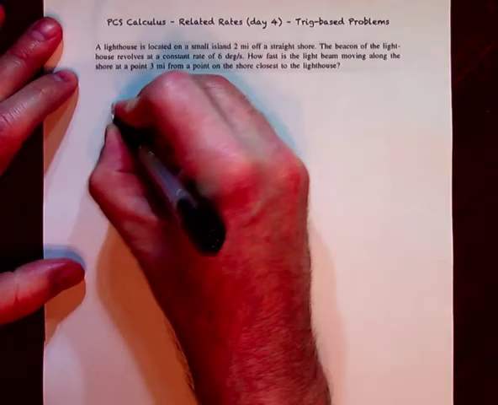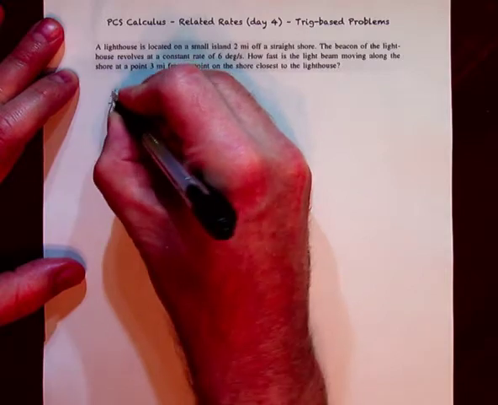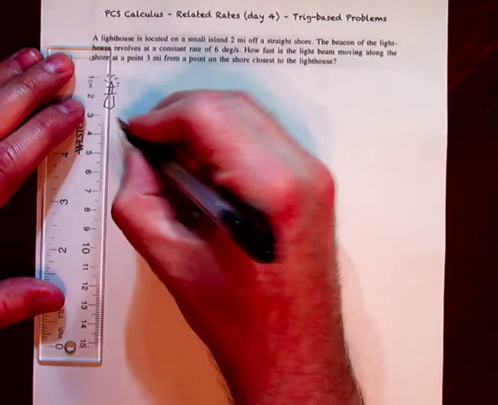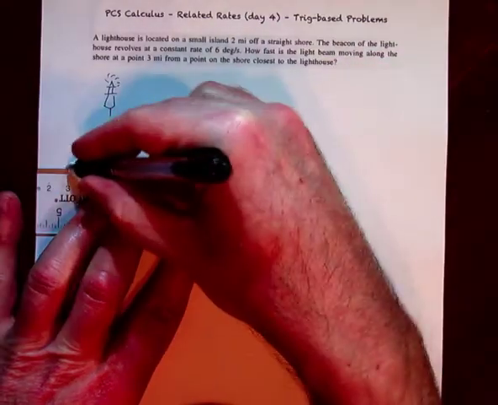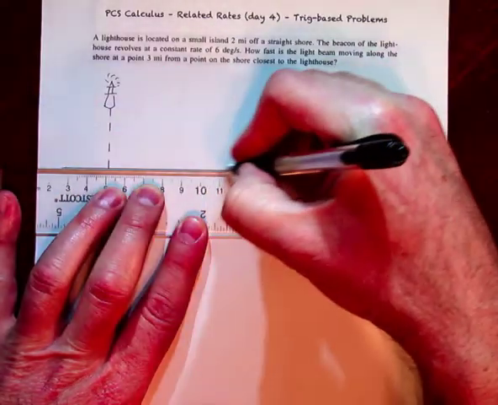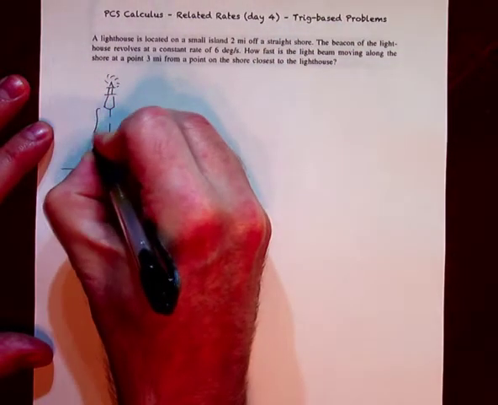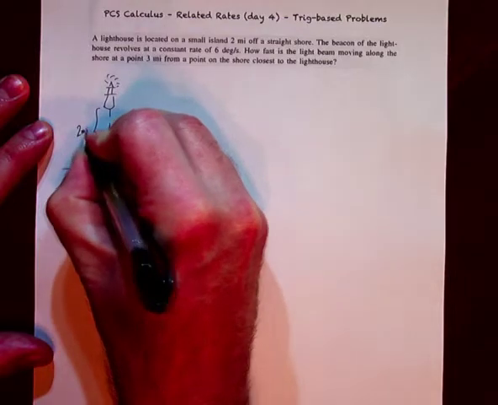Alrighty. Let's look at this one. Now this is a very standard problem when it comes to related rates and trig-based related rates problems. A lighthouse is located on a small island 2 miles off a straight shore. Okay, so let's do the little lighthouse, and it's bright and everything like that. Like I said, not an artist. Okay, that is 2 miles from a straight shoreline. Okay, actually the shoreline's not imaginary, so it's not dotted. But this right here is 2 miles.